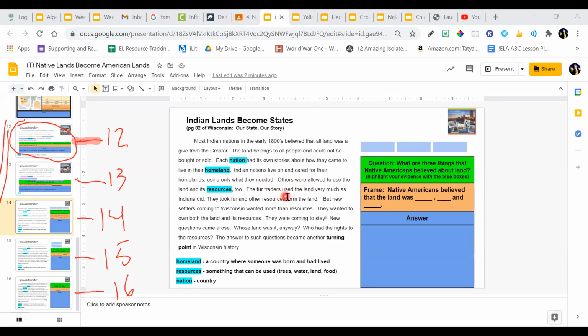The fur traders used the land very much as Indians did. They took fur and other resources from the land. But new settlers coming to Wisconsin wanted more than resources. They wanted to own both the land and its resources. They were coming to stay. New questions arose. Whose land was it, anyway? Who had the rights to the resources? The answers to such questions became a turning point in Wisconsin history.